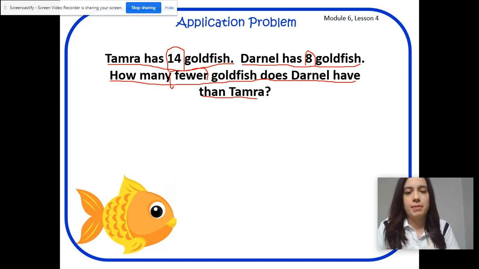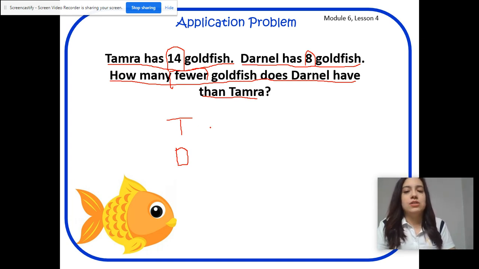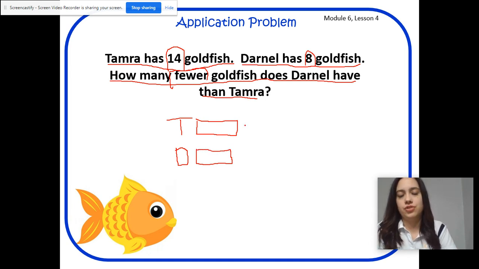So who is the story about? Get ready. Yes, Tamara and Darnell. So let's go ahead and put a T for Tamara. I write, you write. And a D for Darnell. Awesome. Now let's go ahead and draw tapes. So we draw tapes of equal size. I draw, you draw. And let's see who gets the extra tape.